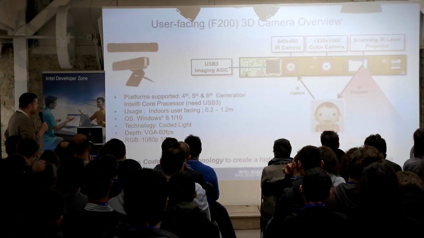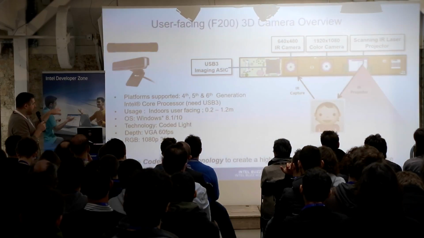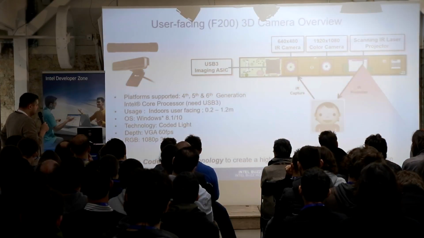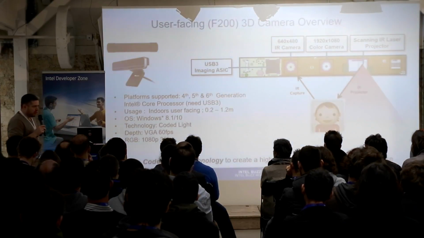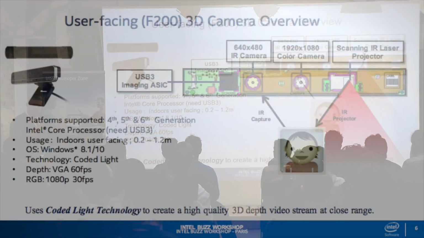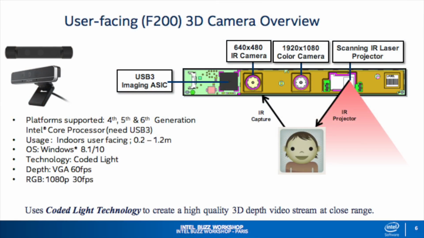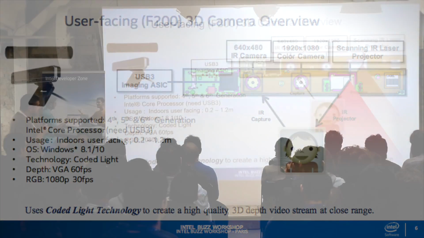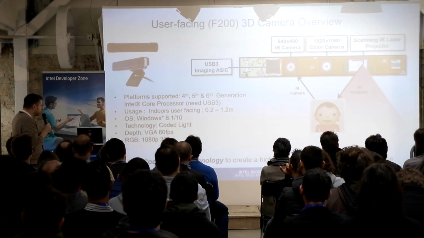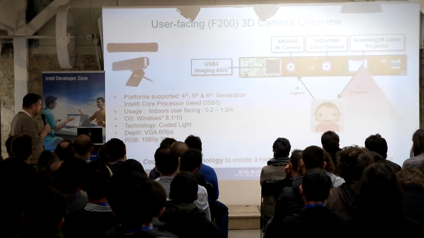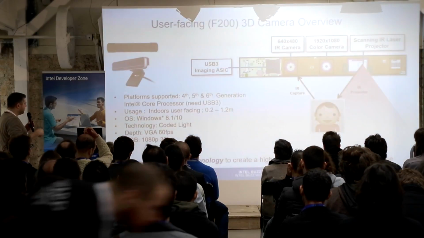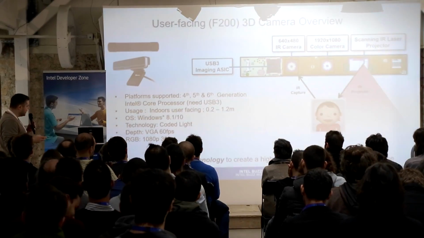These cameras will only work on Intel Gen 4 and above, and you have to have USB 3. The front-facing camera is designed for short range, so another name for the camera is short range. Front-facing is short range, the rear camera is long range. The range we expect is 0.2 to 1.2 meters. The operating systems supported are Windows 8.1 and Windows 10. The technology uses coded light. The depth is VGA, and the RGB side is 1080p.